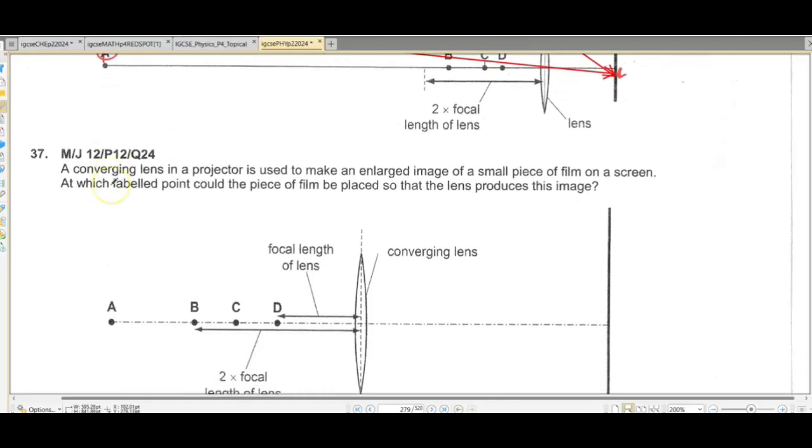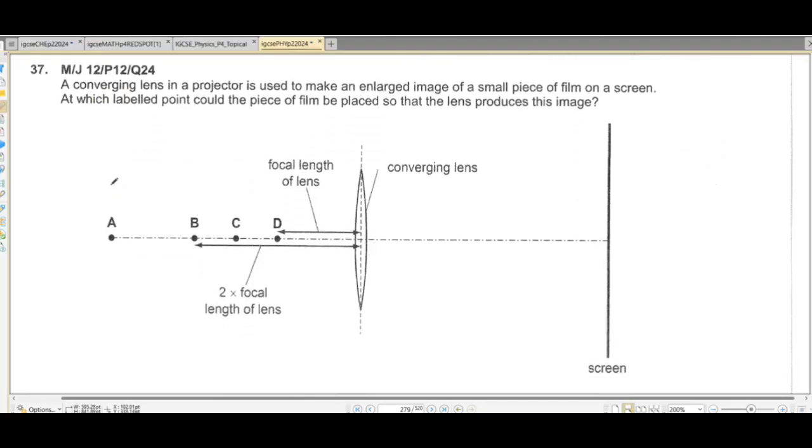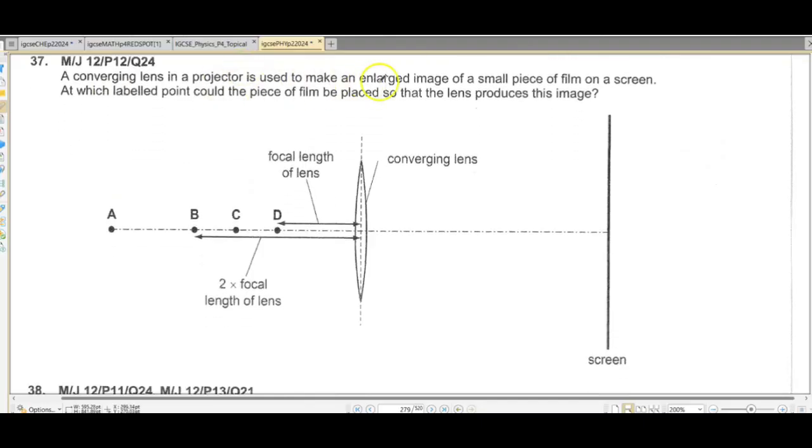Moving on to question number 37. A converging lens in a projector is used to make an enlarged image of a small piece of film on the screen. At which labeled point could the piece of film be placed so that the lens produces this image?